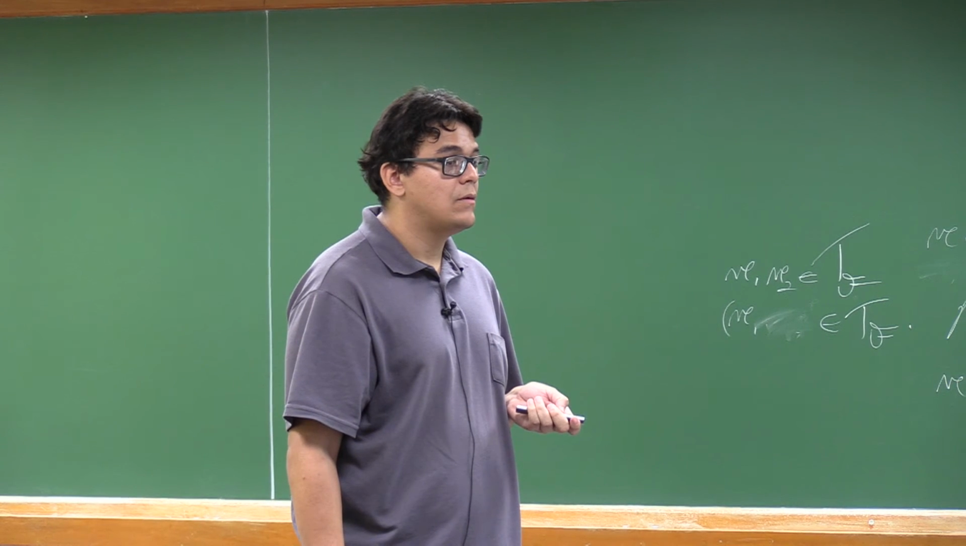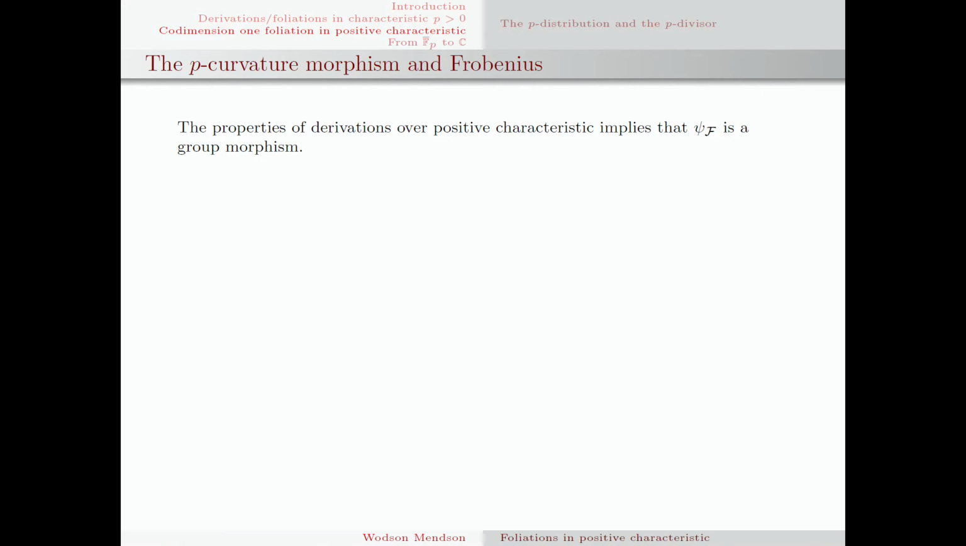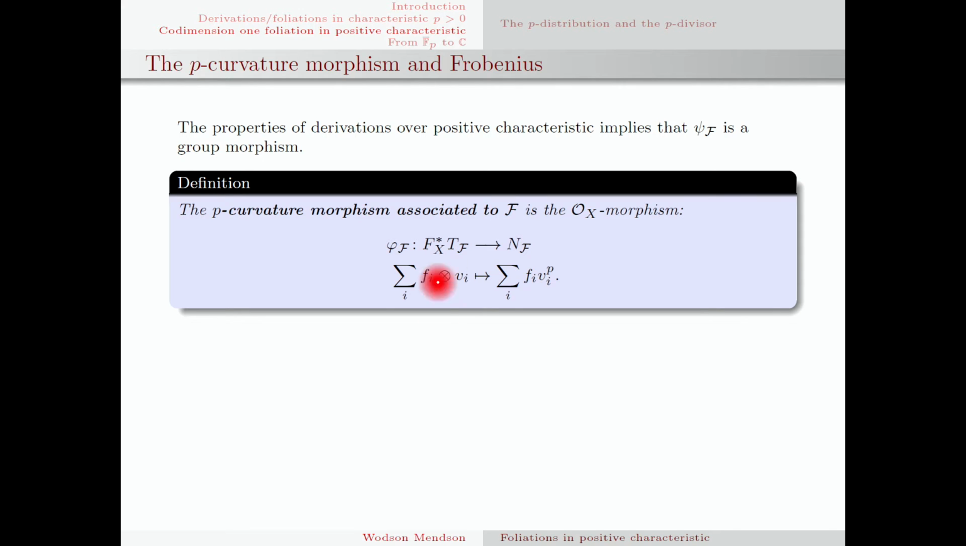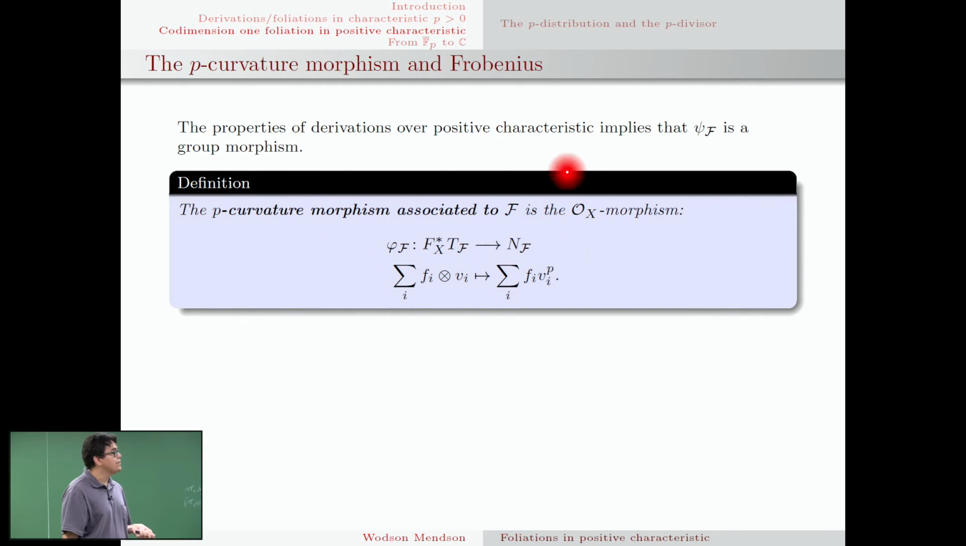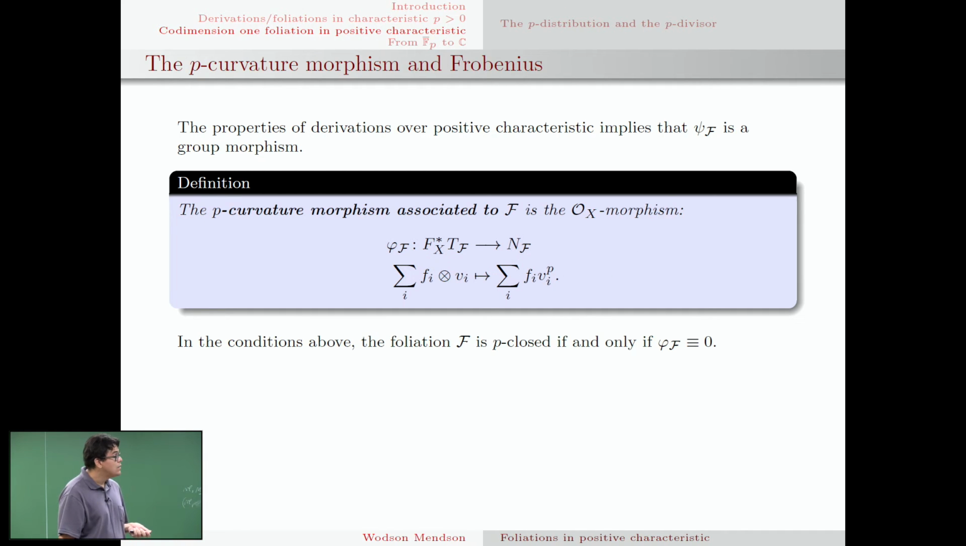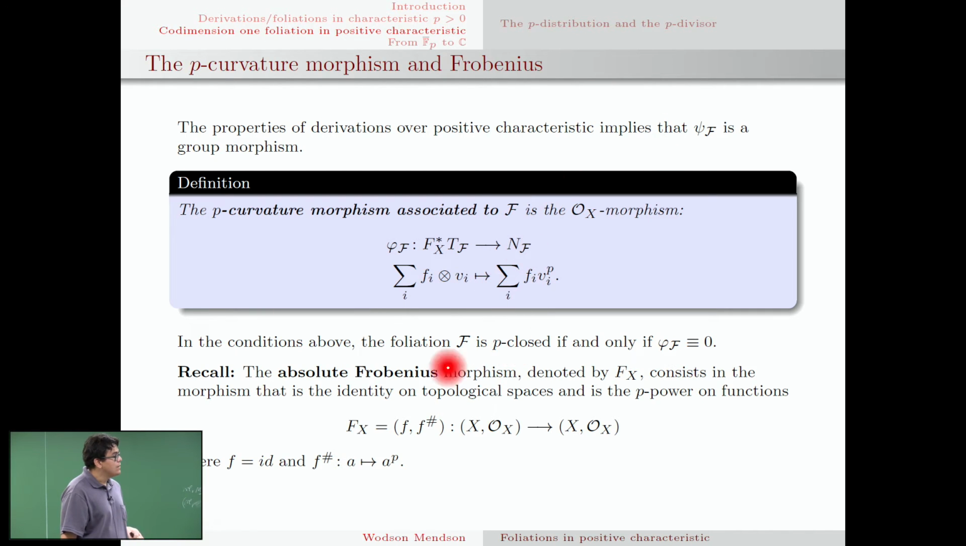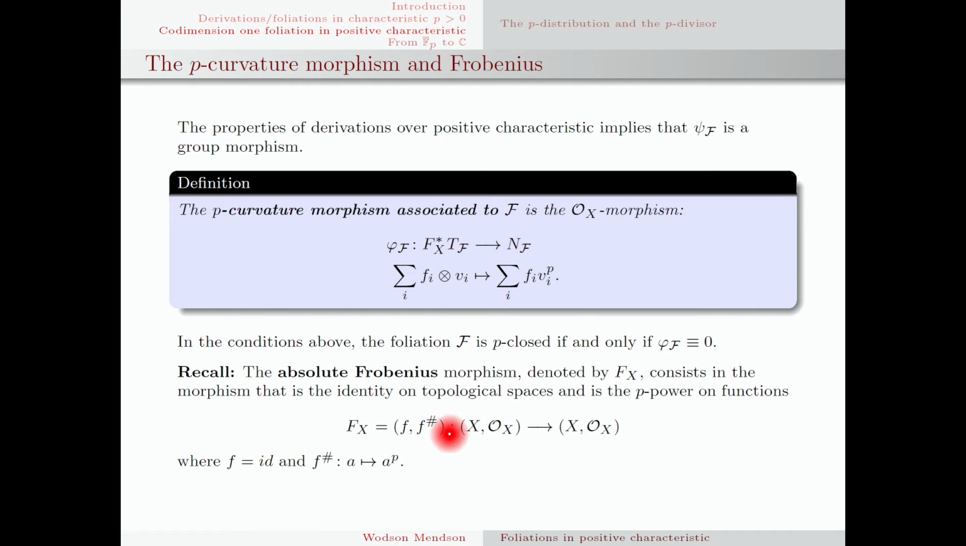This explains exactly that in the last slide. The p-curvature morphism associated to these foliations is just this map. We send this element here to this element here. And the foliation is p-closed if and only if this map is 0. F star is just the Frobenius map, which is the identity on the topological space and the p power on the functions.